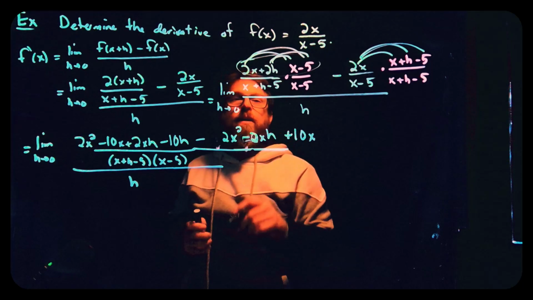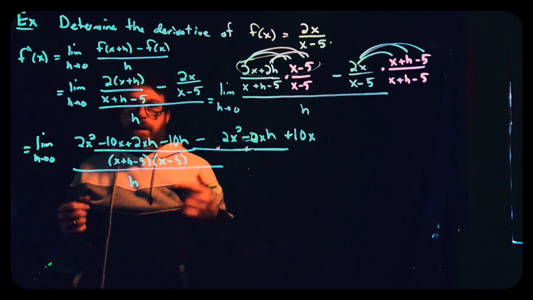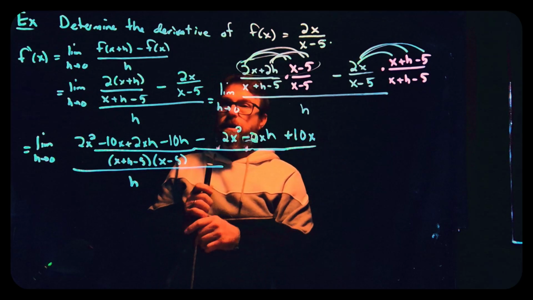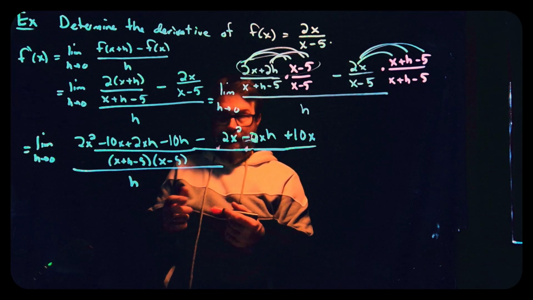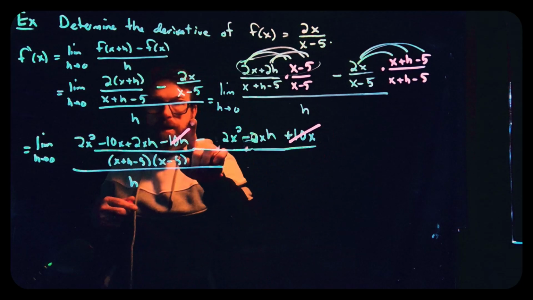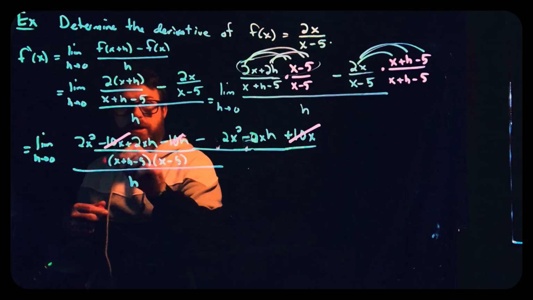Okay, so now we can combine like terms in the numerator to simplify this thing. And let's see what we have. Well, I have a 10x and I have a negative 10x. Oh, not that one. A negative 10x, which is this one.